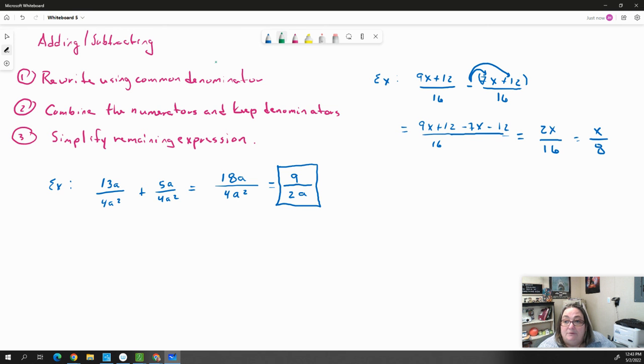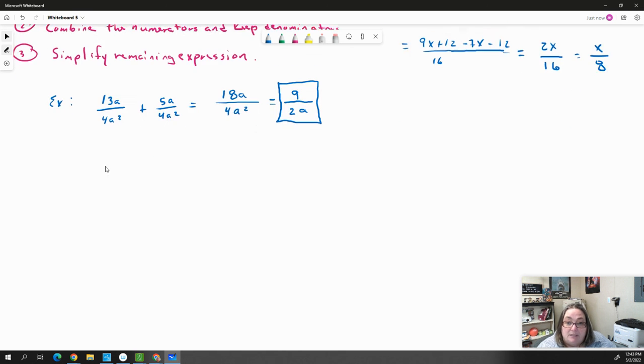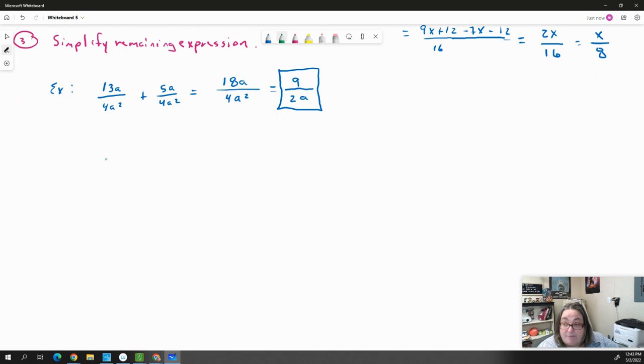Next example is going to be getting a little bit more complex, right? Because these have been fairly simple so far. And now we want to talk about what happens when we have to break things down a little bit more, like y squared plus 8y over y squared minus 9 plus y squared, 2y, sorry, plus 21 over y squared minus 9. So these have similar denominators, right?